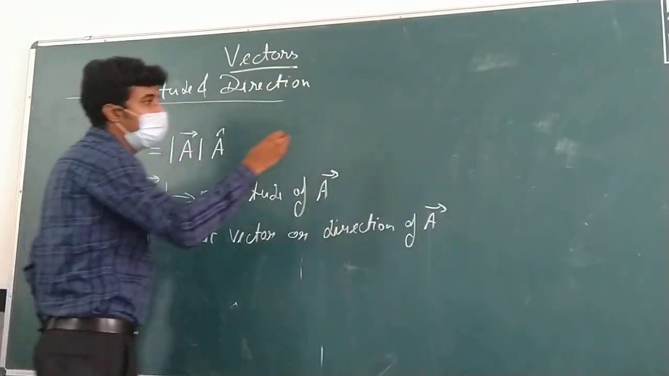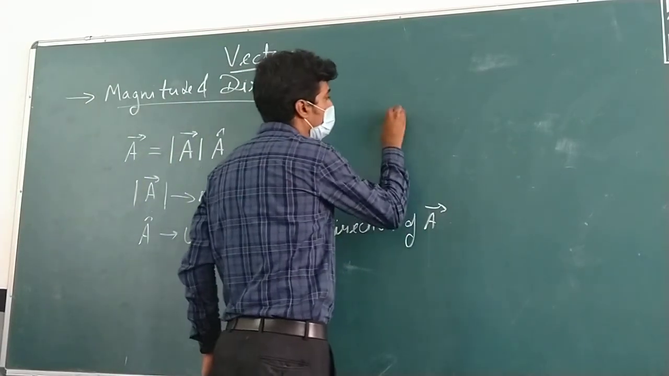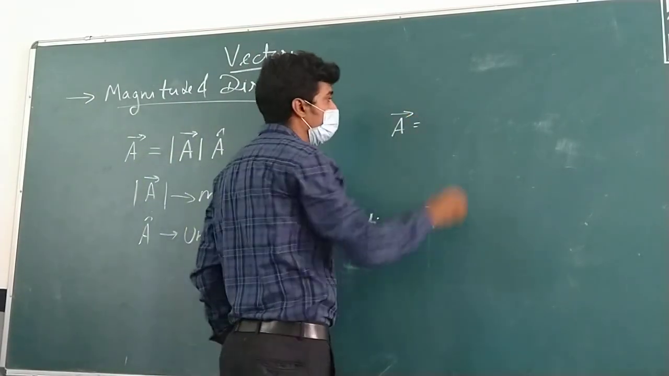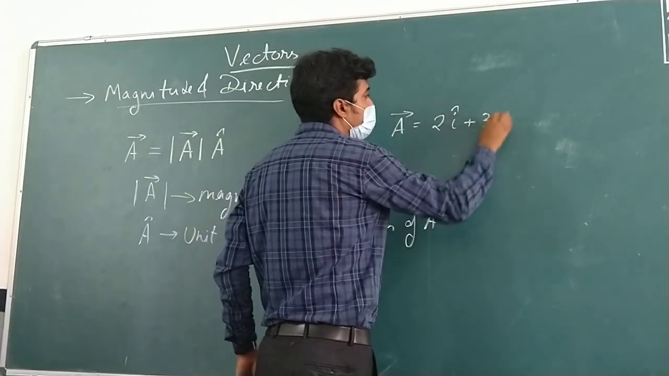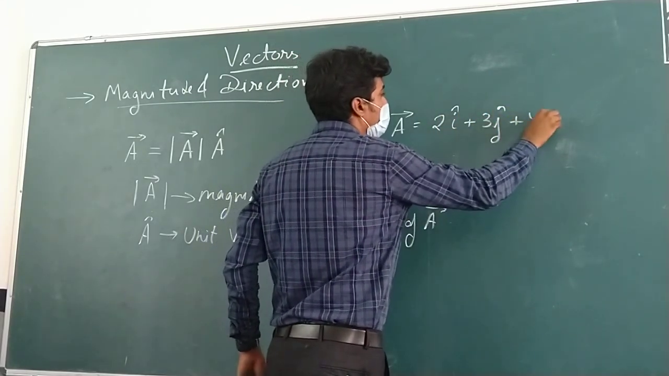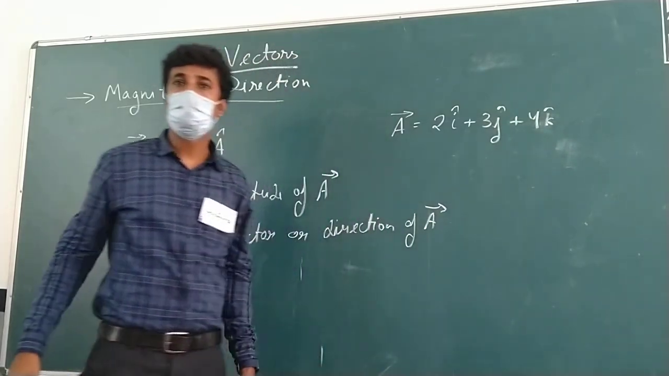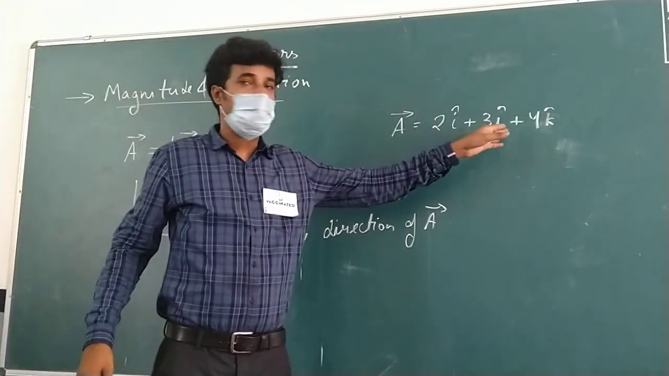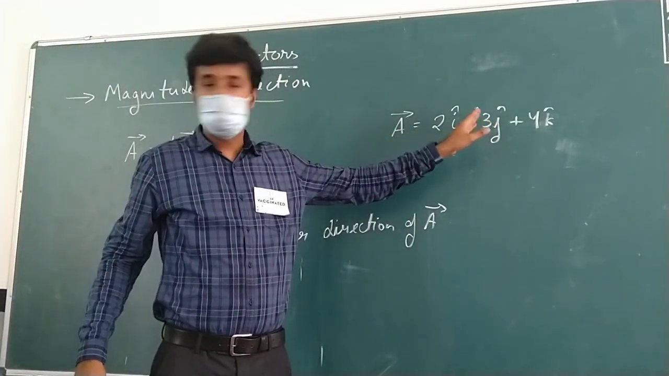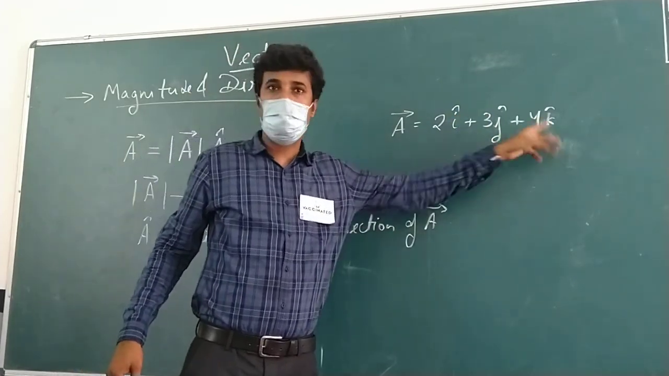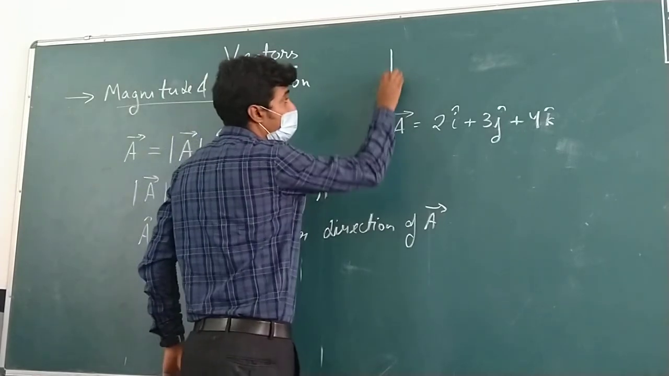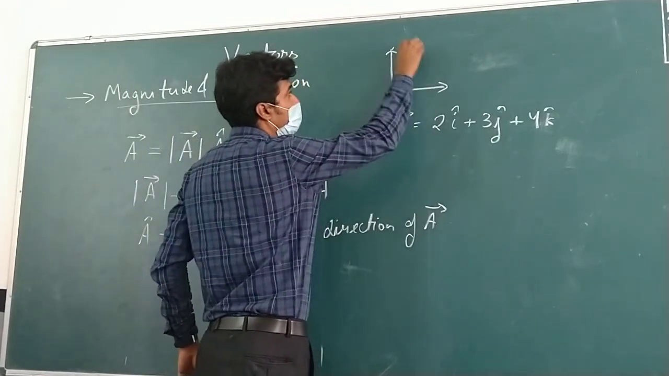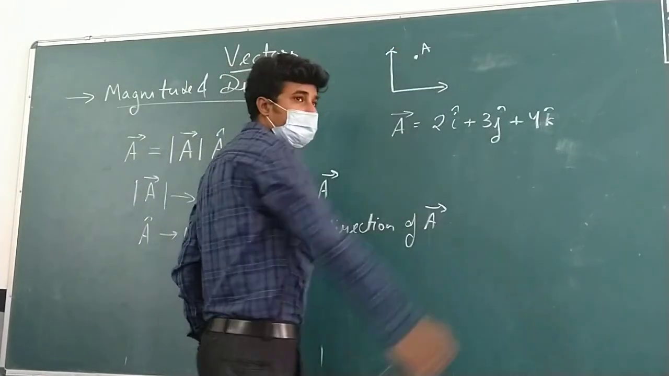Suppose we have a vector A is equal to 2I cap plus 3J cap plus 4K cap. Yes or no? I know दिक्कत हो रही होगी. I cap, J cap and K cap. They are three different directions. Just let's have a quick look at point A. This is point A.